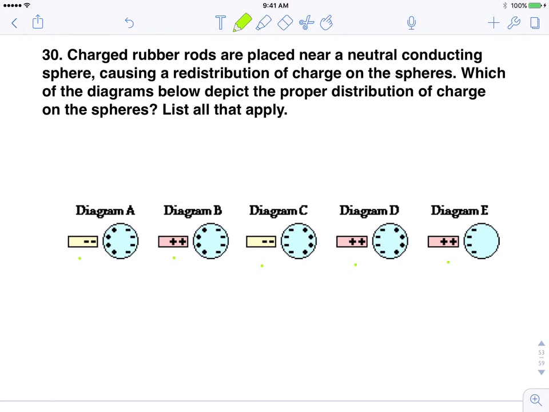List all that apply. Okay, so again, this came from The Physics Classroom. This is probably going to be a problem on the exam, so this is important. It's asking you to show the correct distribution of charges when polarization occurs. Remember, you have one charged item or material coming close to a neutrally charged object. The neutrally charged object has the same number of electrons as protons, and the charged object, the rubber rod in this case, is going to be either negatively or positively charged.